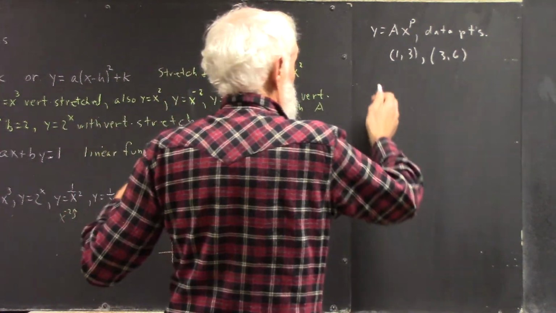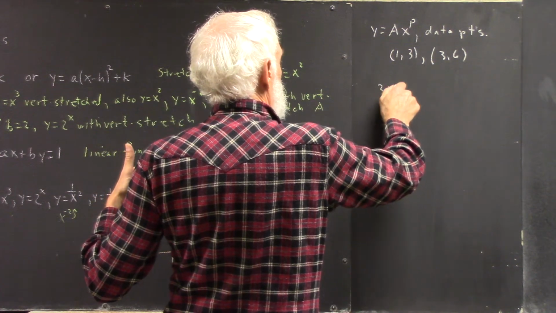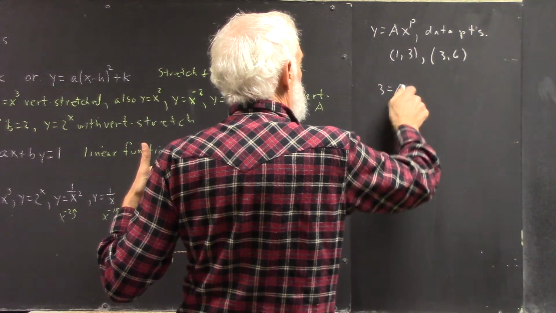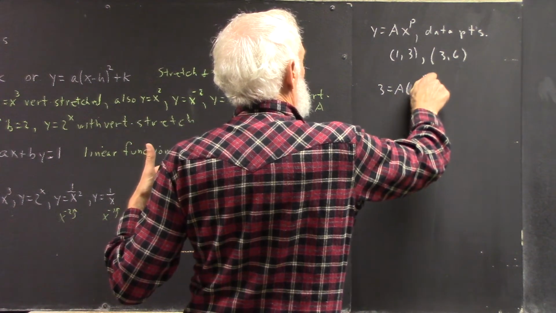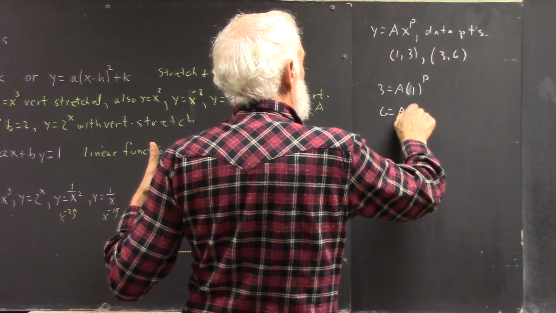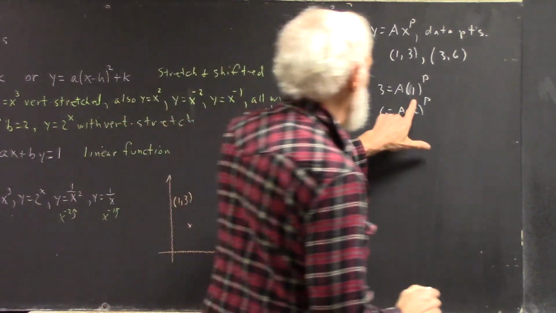And here's your x, here's your y. So you get 3 equals a times 1 to the p. And you get 6 equals a times 3 to the p.